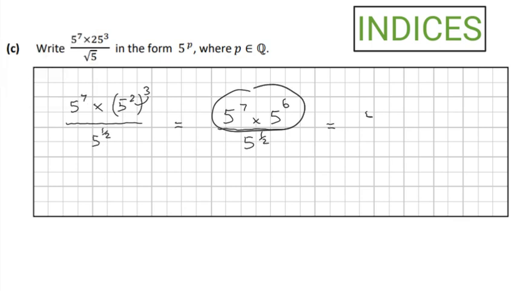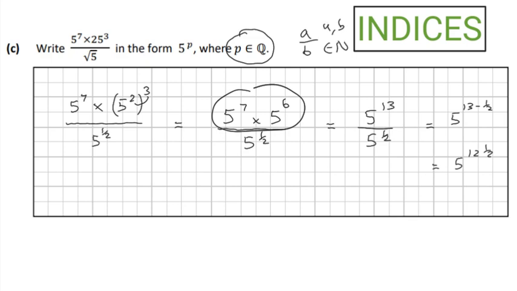So we're going to go 5 to the power of 7 plus 6 is 13. Down below we have 5 to the power of a half. Now as that's in the denominator, look up your reciprocal power rule and this becomes a negative. So we're going to get the difference and we'll get 5 to the power of 13 minus a half. That's equal to 12 and a half. And we're going to convert to the number type, which is rational numbers, which can be a over b, where a and b are elements of natural numbers. So in that case, we converted 12 and a half to 25 over 2.